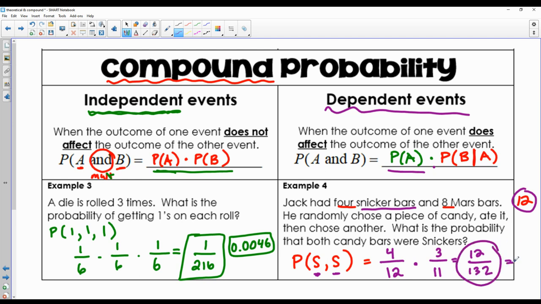You could simplify it. This is really because 12 goes into there 11 times. So 1/11th, or you could even put it into your calculator. 1 divided by 11 is 0.09. Okay, so that's the probability that he ate 2 Snicker bars when he chooses them at random.